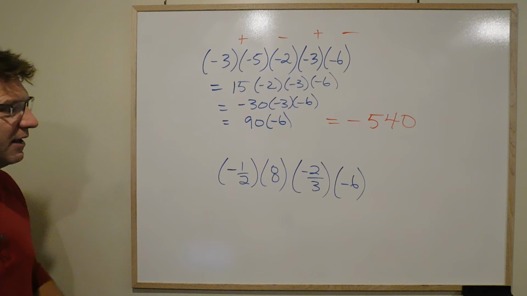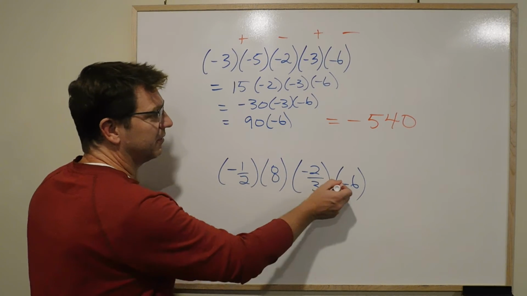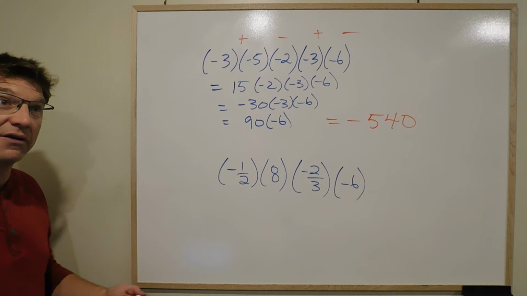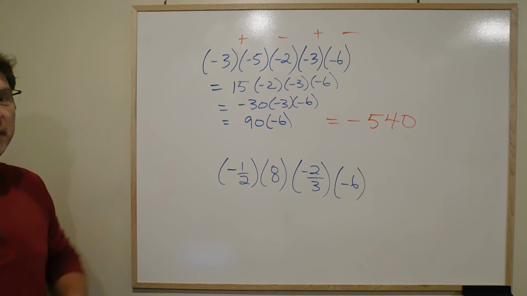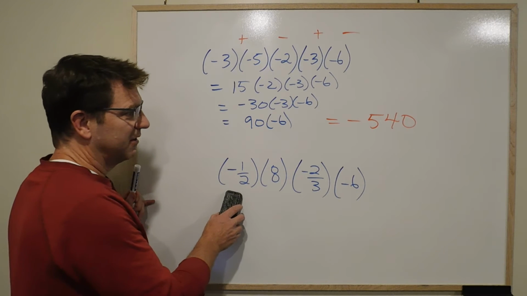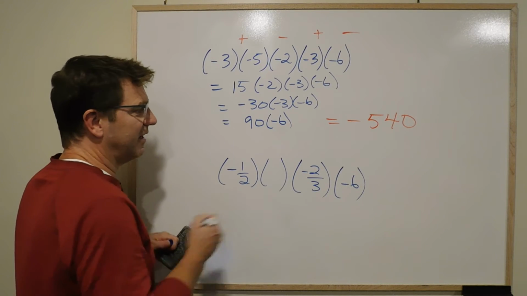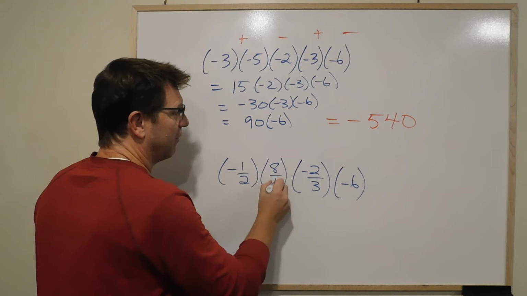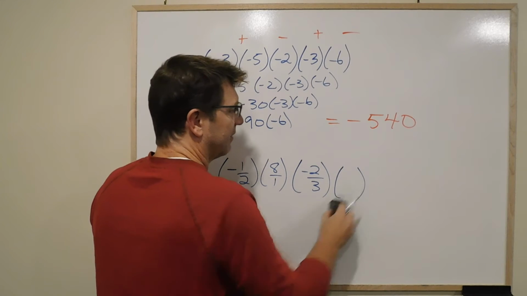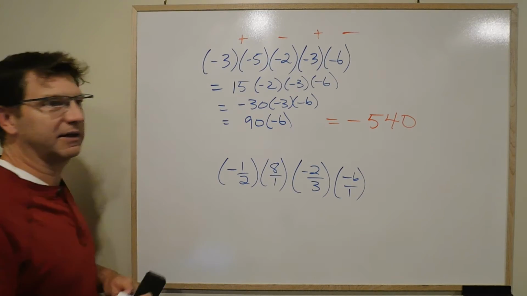Looks good. Okay, looking at this one, I can say, hold on, there's 1, 2, 3 negatives. So it's an odd number of negatives. So I know the answer is going to be negative, so I don't have to go through each step. But what I would do is I got a fraction, and I need all fractions. So I'm going to make this 8 over 1, and I'm going to make this negative 6 over 1, okay? Just like that.